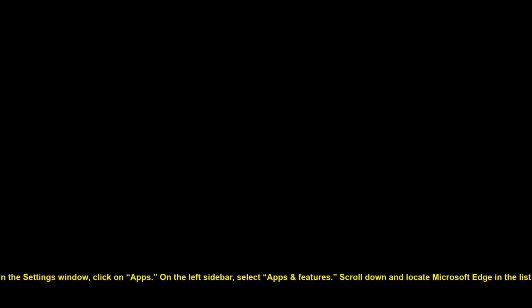To uninstall Microsoft Edge, first, press the Windows key on your keyboard. Then, type Settings and hit Enter. In the Settings window, click on Apps. On the left sidebar, select Apps and Features. Scroll down and click on Microsoft Edge to reveal options.